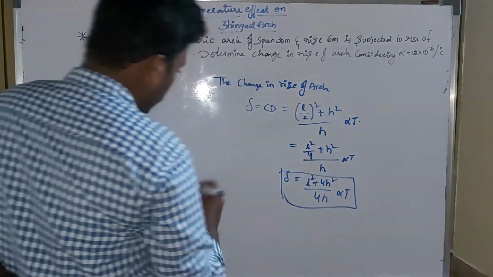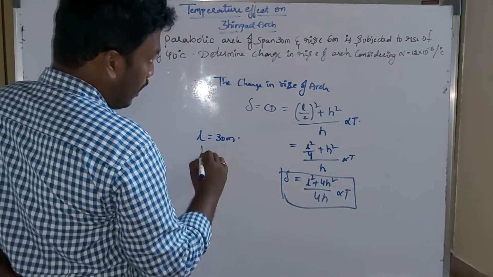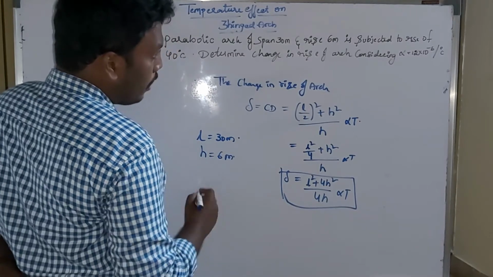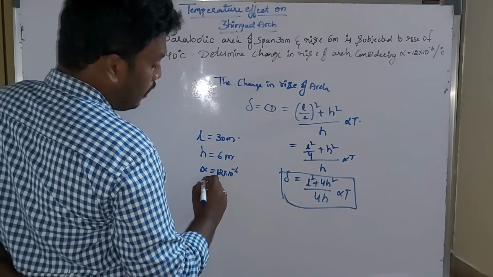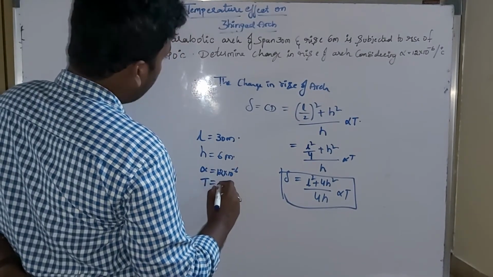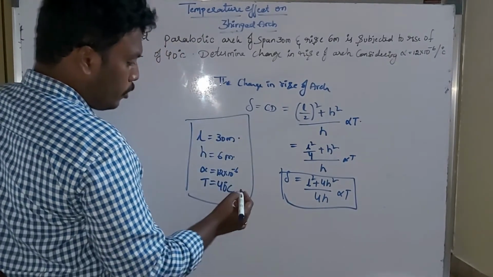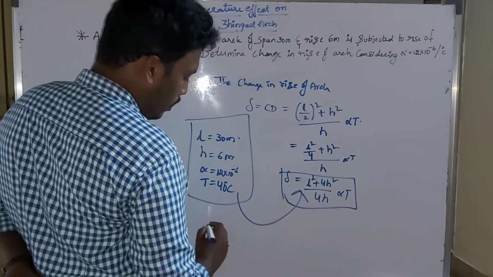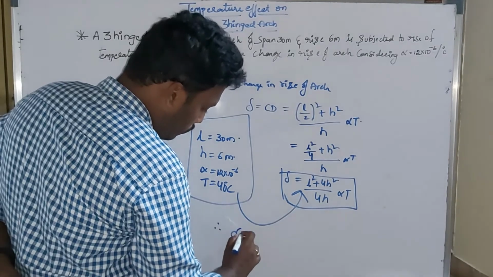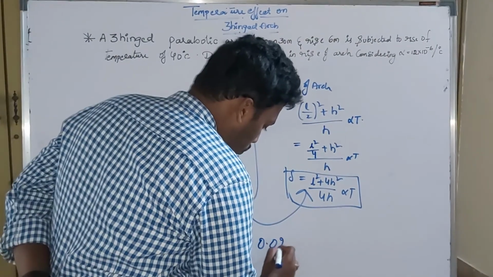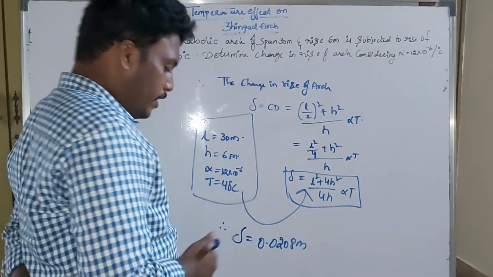What values do we have in this? L is equal to 30 meters span and H is equal to 6 meters, alpha is equal to 12 into 10 power minus 6, and the temperature capital T is equal to 40 degrees centigrade. This is the given data. So substituting all the components in this equation, delta is equal to 0.0208 meters.